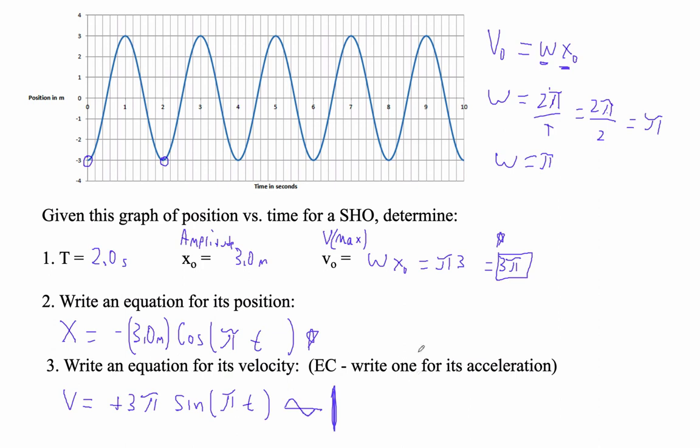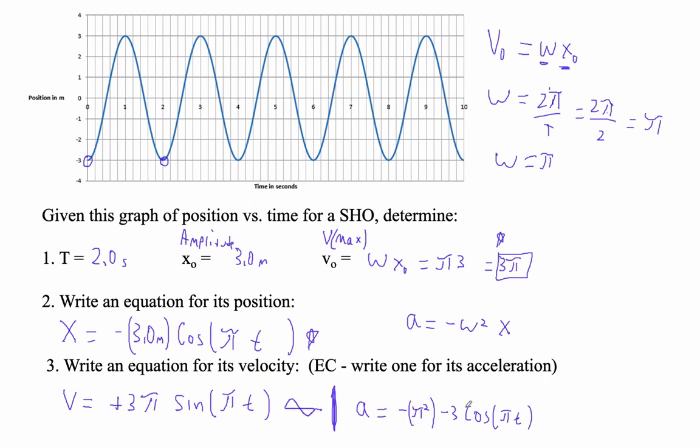Okay, and then extra credit, write one for its acceleration. Well, acceleration is just simply the opposite of omega squared times x, okay? This is what x is, okay? So can we do this? This is going to be higher mathematics, right? The acceleration will be the opposite of, and omega squared is pi, so I'm going to put a pi squared. Okay, and then x is negative 3 cos.